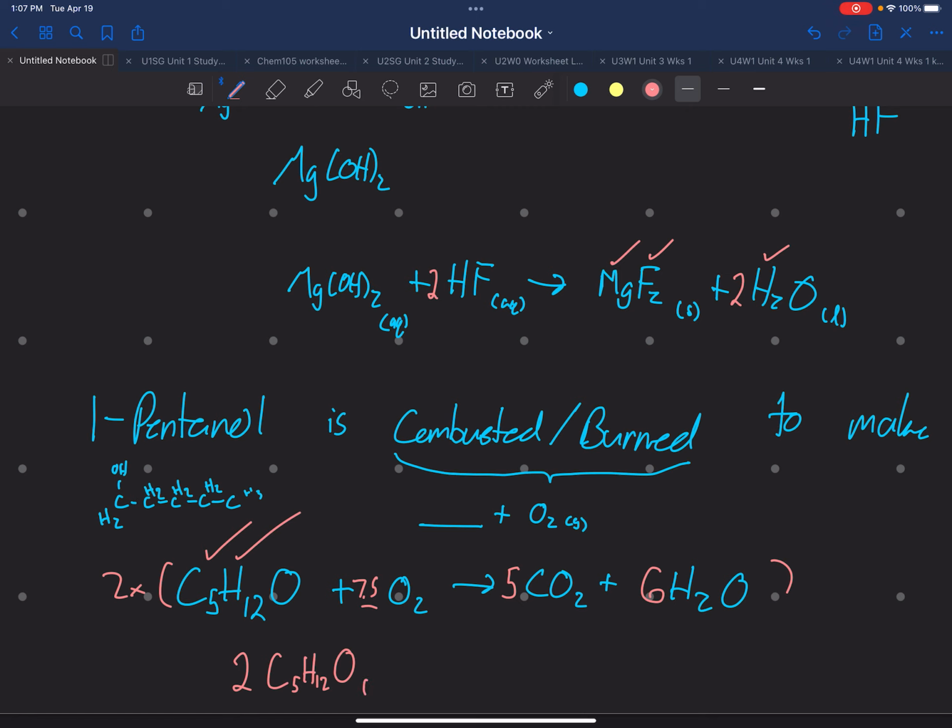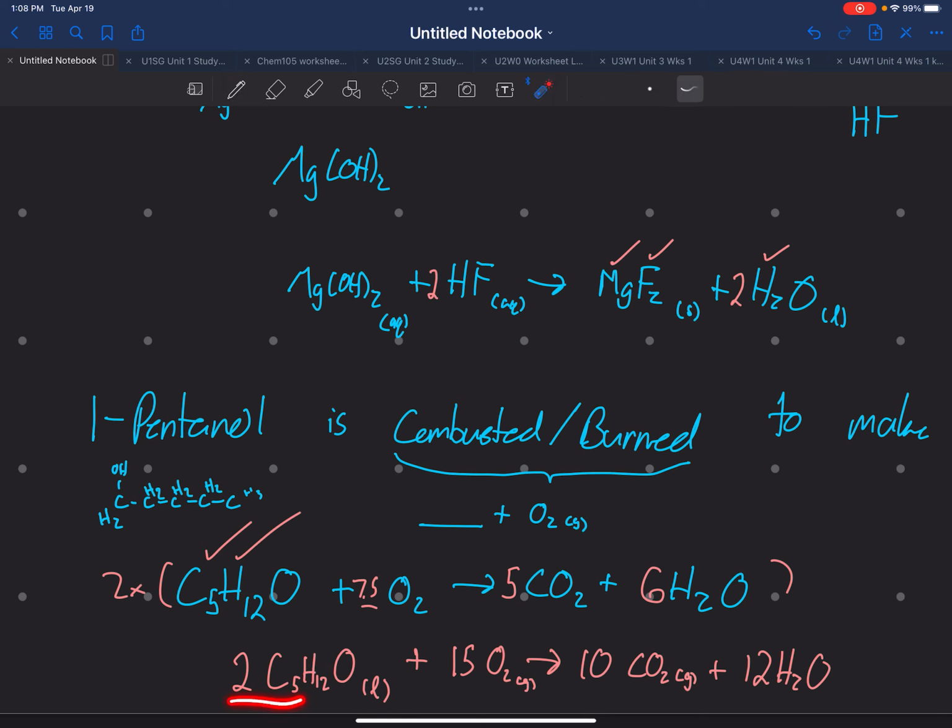2 C5H12O. I'm pretty sure that's a liquid because of the OH, it's an alcohol from a previous unit. Plus 15 O2 goes to 10 CO2. O2 is a gas. Well, I should have spaced these out a little bit. My bad. O2 gas, and then CO2 gas plus 12 H2O. And if you multiply that out, that should still be balanced, right?